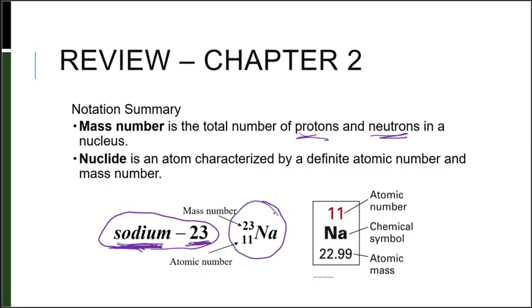In this kind of notation, we're given the symbol. The top number is the mass number. The bottom number is the atomic number. If you're ever not sure of the atomic number, look at the periodic table.